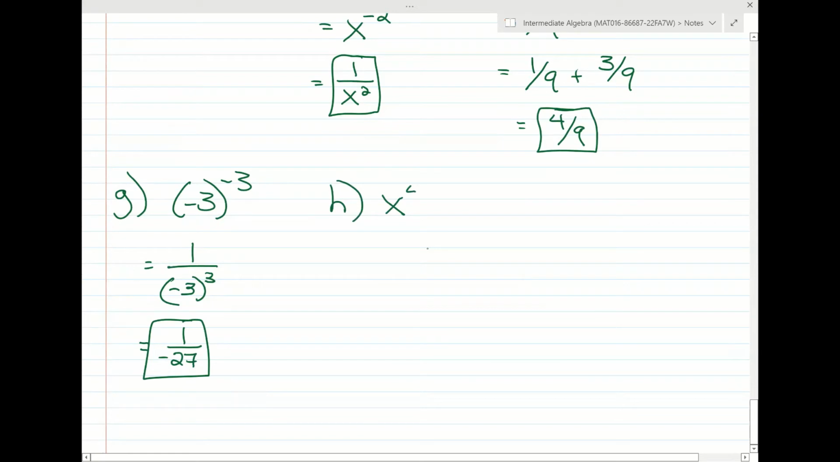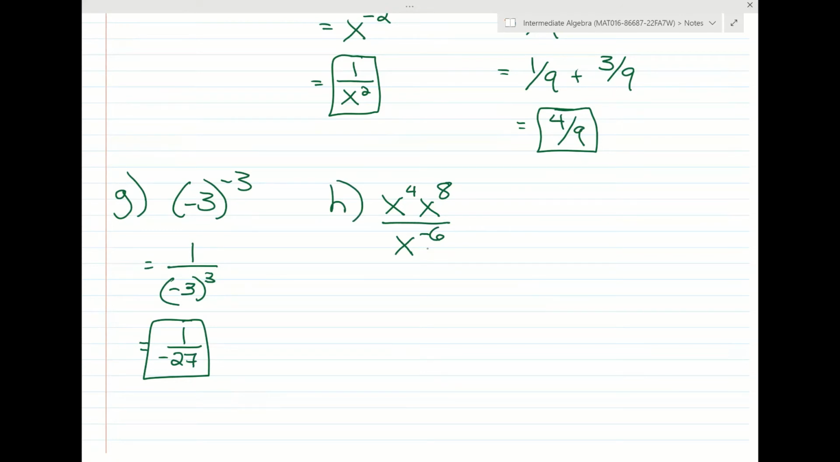What about x to the 4th times x to the 8th over x to the negative 6? Couple different properties. First thing we could do, this is the product property. That's x to the 12th over x to the negative 6. Now we could bring the negative 6 to the top and then add, or we could just use the quotient property and subtract. This would be x to the 12 minus negative 6, or x to the 18th.